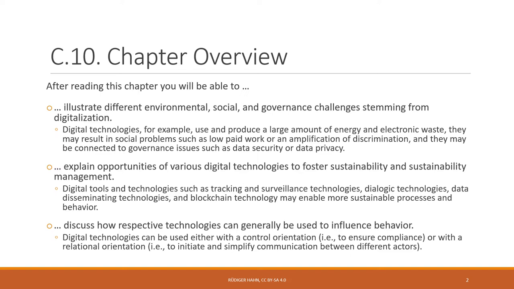After this chapter, you'll be able to first illustrate different environmental, social, and governance challenges stemming from digitalization. So we're borrowing again the concept of ESG, environmental, social, governance issues, and you'll learn that digital technologies, for example, use and produce a large amount of energy and electronic waste. That's the environmental aspect. They may result in social problems such as low-paid work or an application of discrimination. That's the social aspect. And they may, for example, be connected to governance issues such as data security or data privacy and others.